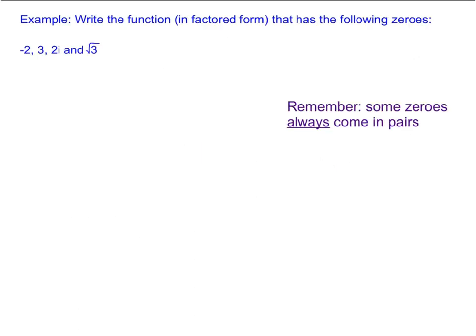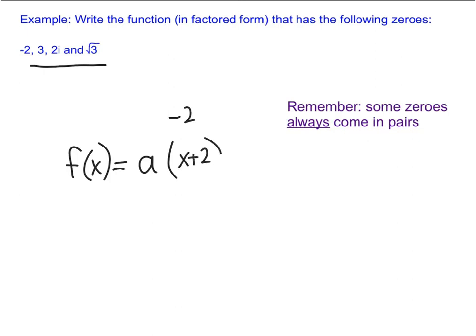So once again, here's an example on how you write the function. And remember, some of the factors come in pairs. So I always start off f of x equals and then a. And we haven't talked about end behavior, but we will. It says here are the following zeros. It just doesn't have multiplicity here. But I know that if I had negative 2, this will be x plus 2. This is 3, so this will be x minus 3.